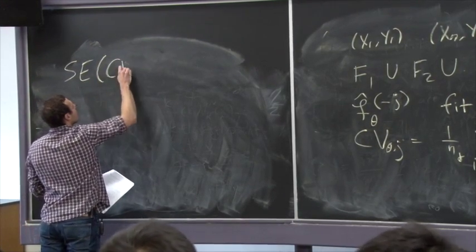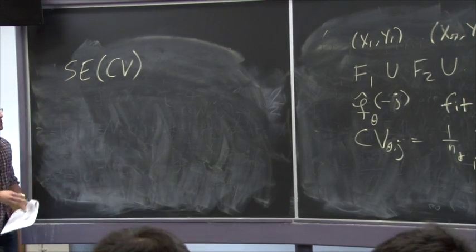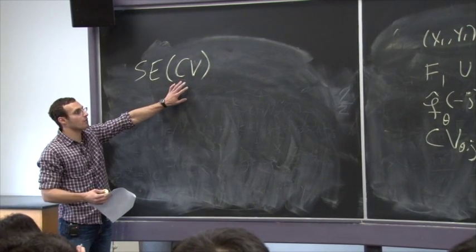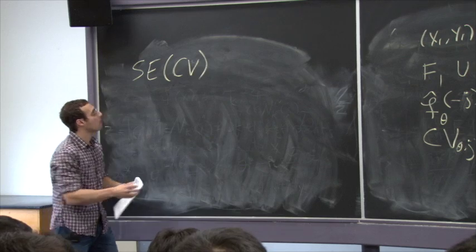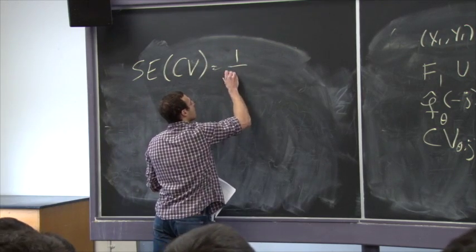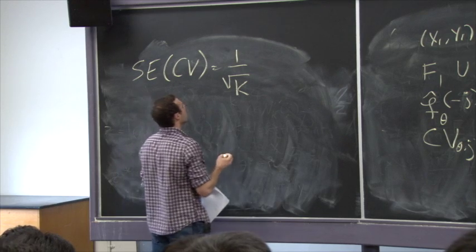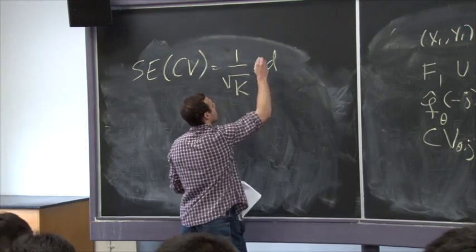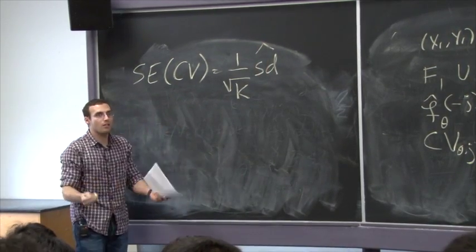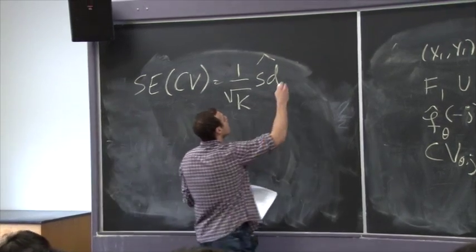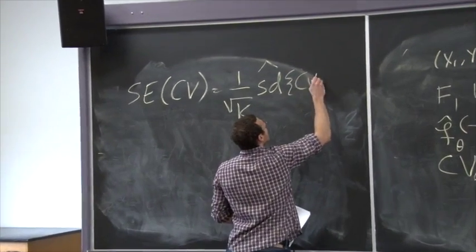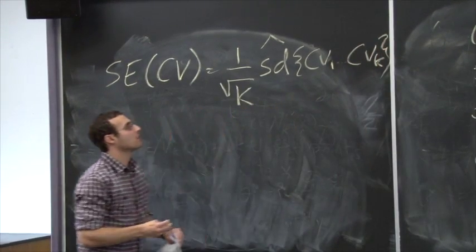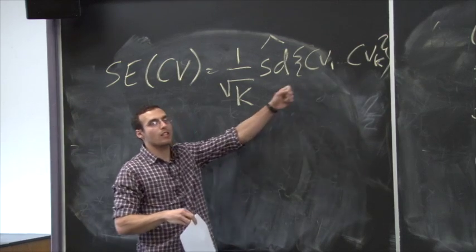So here's what it is. We're going to define the standard error of some estimate CV. I'm not putting in the tuning parameter notation here, because I'm just going to do it for a fixed fitting procedure for simplicity. I'm going to define it as 1 over root k times the sample standard deviation, which I don't know how else to write except for SD hat, just to note that it's like the sample standard deviation of CV1 through CVK. So take the sample standard deviation of these k numbers, divide by root k.